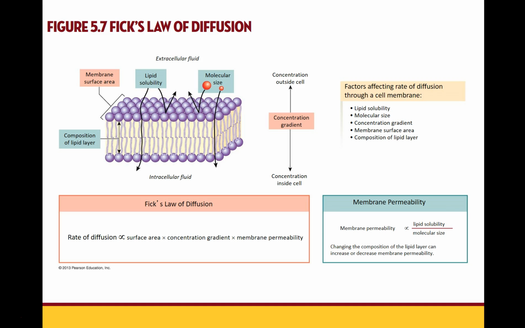So membrane permeability is equal to how lipid soluble it is over molecular size. If you're more lipid soluble, you're more membrane permeable. If you have a smaller molecular size, you're more membrane permeable because that's what's in the denominator. So big polar things don't cross. If it's large and charged, it cannot pass the membrane, because it's polar and it's too big. Small fatty things can walk right through.